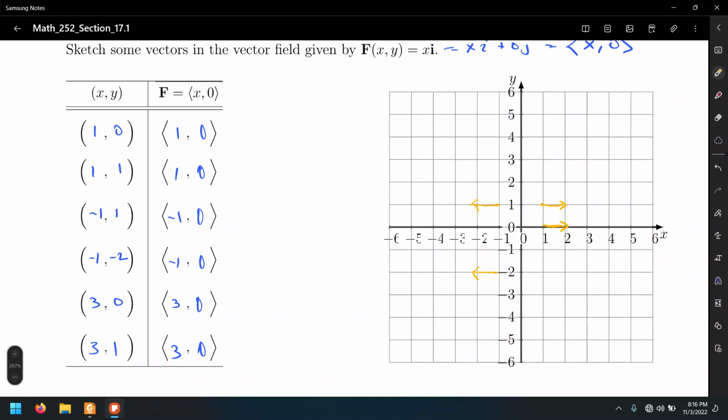Now for the point 3 comma 0. That's going to be the initial point of the corresponding vector that is 3 units in length. All right. And for the point 3 comma 1, that's 3 units here as well. Of course, we cannot plot infinitely many vectors here, but hopefully we can see the pattern. We have more vectors like this, and more vectors here of the same length.